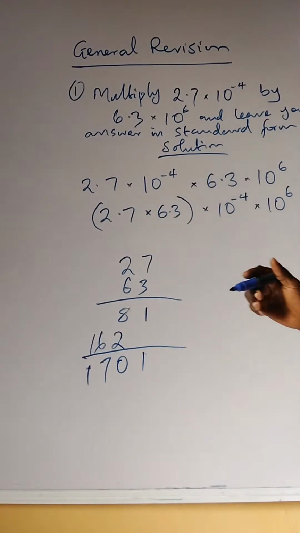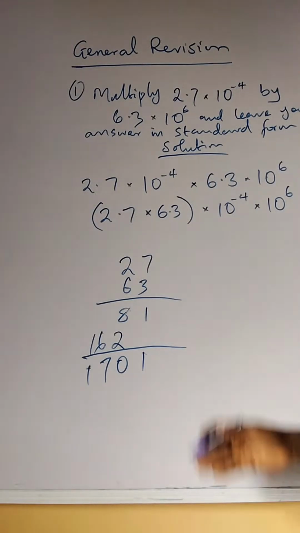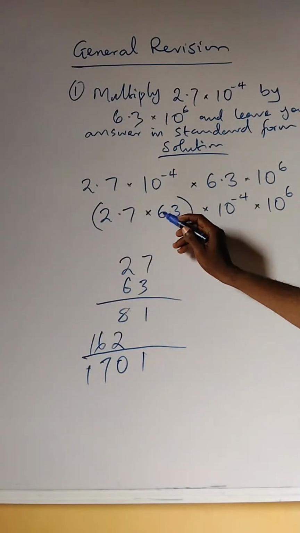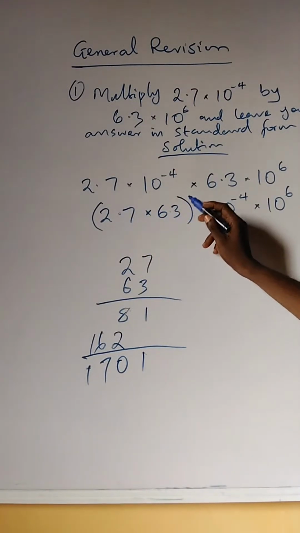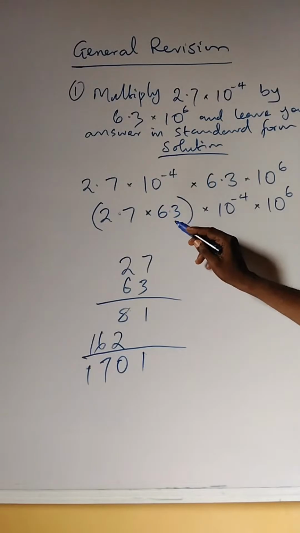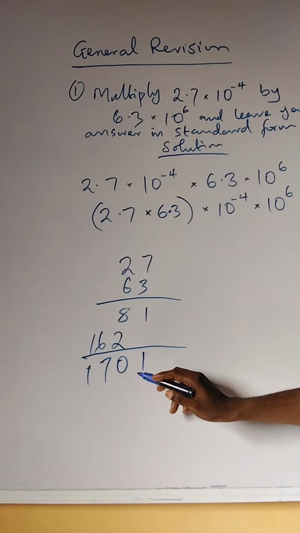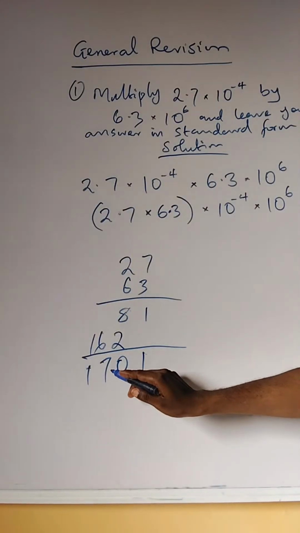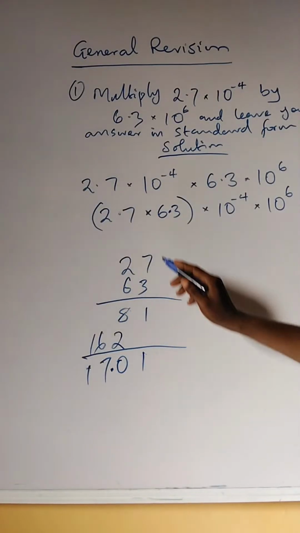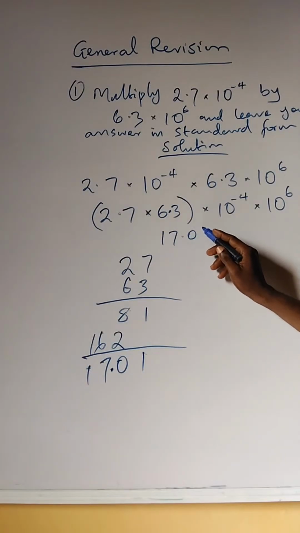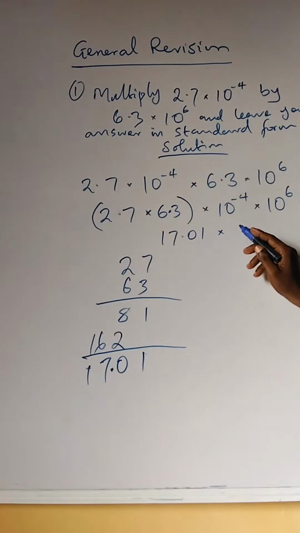Now, this is just to show us how to multiply these decimals. We have 2 digits altogether after the decimal, since this is 1 digit and that is 1 digit, making 2 digits. So we are going to count 2 digits after the decimal. Our decimal point should be here. So what we have now is 17.01 times 10 raised to the power.